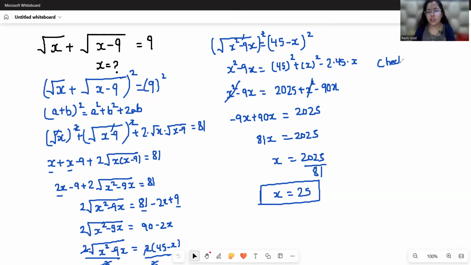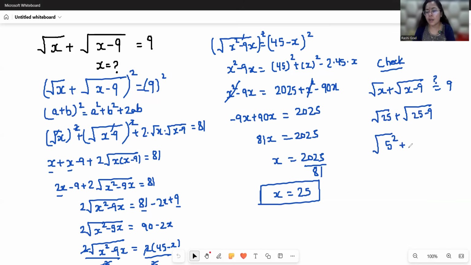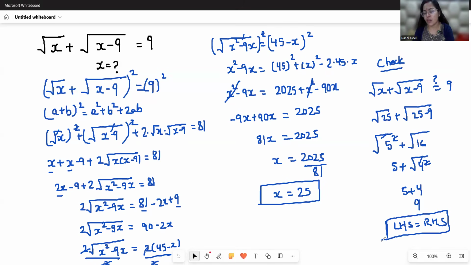Now let's check this, whether √x + √(x−9) equals 9 or not. So √x means √25 plus √(25−9). √25 we can write as 5², plus √16, this becomes 4². With the help of the square, the root removes. 5 plus 4 is 9. So yes, LHS is equal to RHS. So x = 25 is the verified answer.